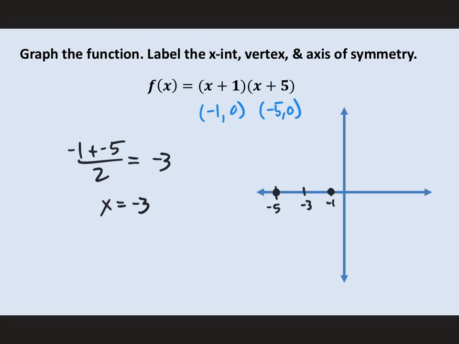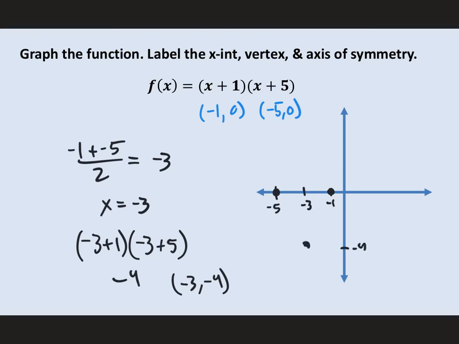So we're going to say negative 3 plus 1 times negative 3 plus 5. We're plugging it back into the original equation. That's negative 2 times positive 2, which is negative 4. So my vertex is negative 3, negative 4. So negative 4 is somewhere down here. I could go ahead and put a point right there, and then I can draw my parabola going through those points. Remember, you don't need the y-intercept. If you want the y-intercept, you can find it and plug it in and graph it, but we don't need it on this particular problem.